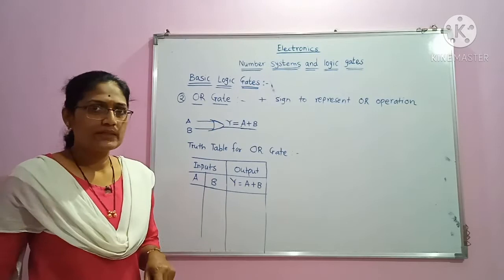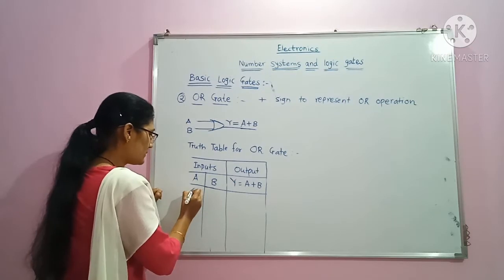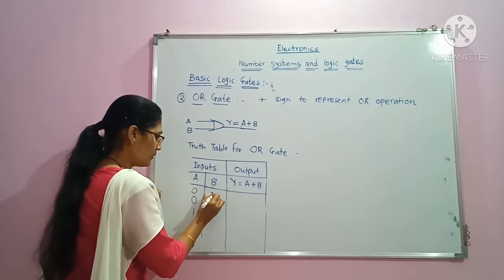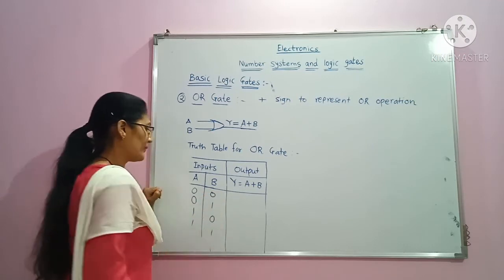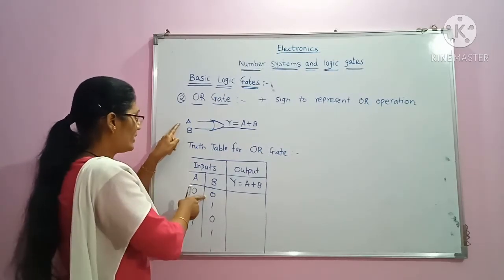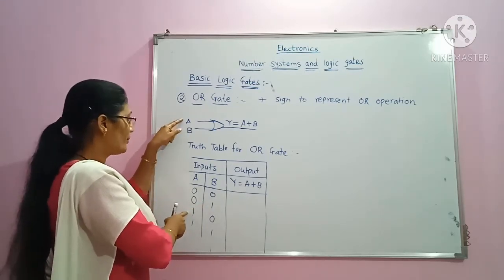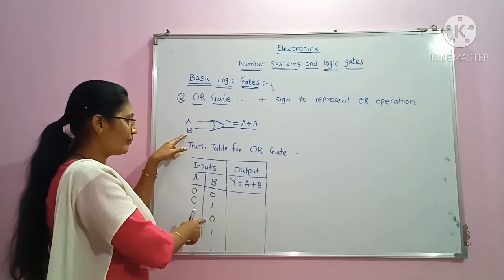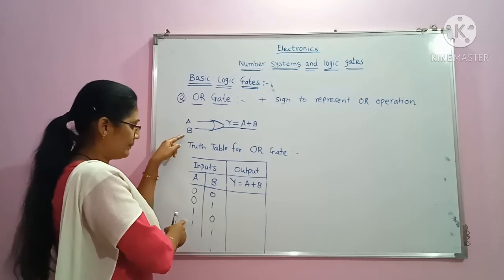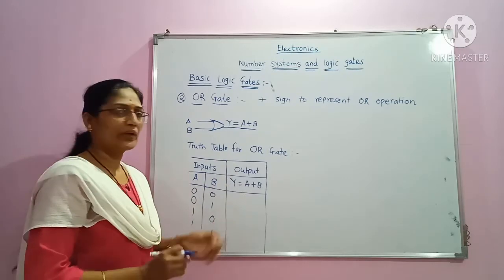Now I will consider the values of A and B as 0, 0, 1, 1, 0, 1, 0, 1. It means that initially I will have A as 0, B as 0, then A as 0, B as 1, then A as 1, B as 0, and finally A high, B high, that is A 1 and B 1, and I will find out the corresponding output.